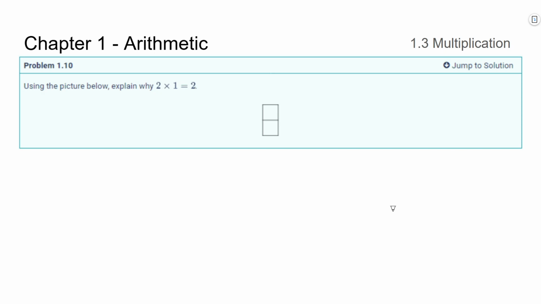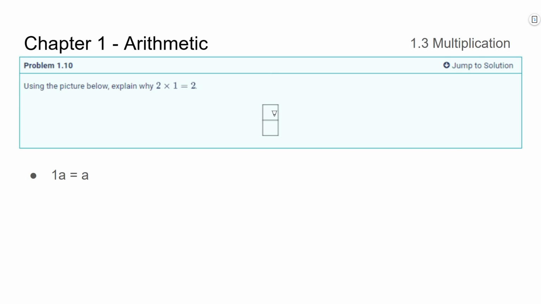Okay, so in the picture below, explain why 2 times 1 is equal to 2. Okay, so this one is pretty simple. You multiply anything times 1, you're going to get the same number. So if you remember back in the last section, we said that anything plus 0 gives us back the same number. In this case, 1 is that value for multiplication that if you multiply anything times 1, you get the same number. Not 0 in this case, but if you use 1 and multiply anything times 1, you get the same number back.